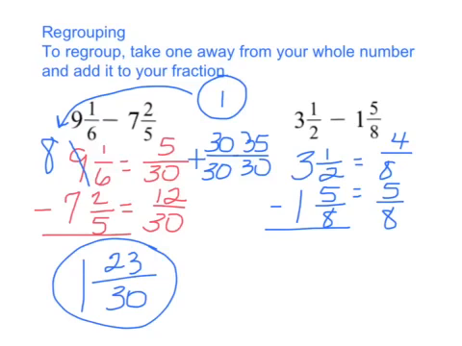Here's where we need to borrow, because I can't take 5 away from 4. So just like before, I'm going to come to my whole number. I'm going to borrow 1 from it. This is now a 2. And the one I'm borrowing, I'm going to add to this fraction. So since my denominator is 8, I'm going to make this 8 over 8. When I add that, I'm running out of room here, this now turns into 12 over 8. I can now subtract 12 minus 5 is 7, keep my denominator 8, and subtract your whole numbers.